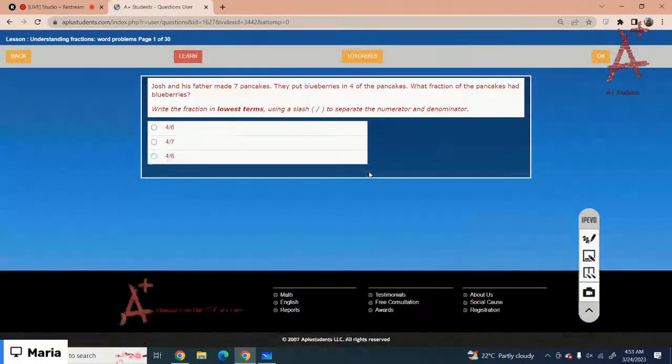Okay, Josh and his brother made 7 pancakes. They put blueberries in 4 of the pancakes. What fraction of the pancakes had blueberries? So the total pancakes are 7. Got it? And out of the 7, 4 have blueberries. So it would be then 4 over 7. So the correct option is 4 over 7.